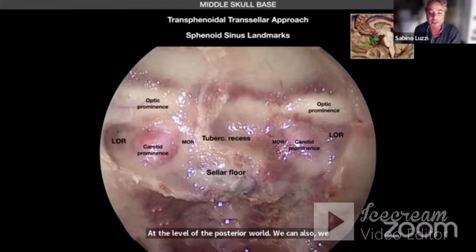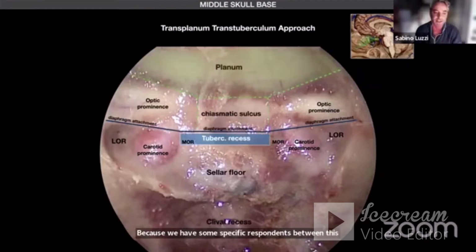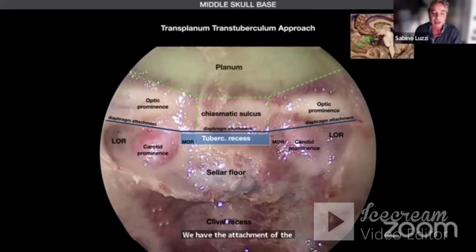The first one is the medial recess, what they call medial OCR, so medial optical carotid recess here, and lateral optical carotid recess, lateral OCR here. Because we have some specific correspondence between the extracranial side and the intracranial side. As I show you here, just above the tubercular recess, we have the attachment of the diaphragm, and just in front of it, we have the chiasmatic sulcus, and just in front of the chiasmatic sulcus, we have the starting point of the planum sphenoidale.